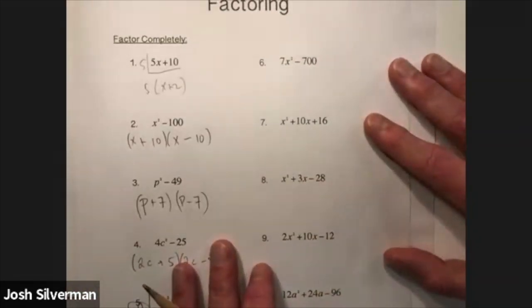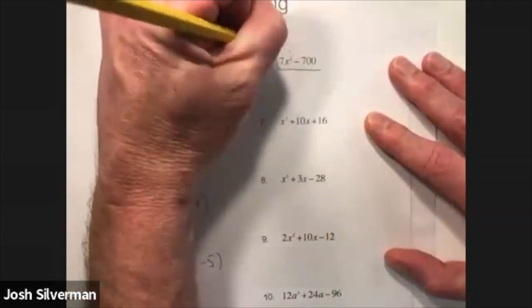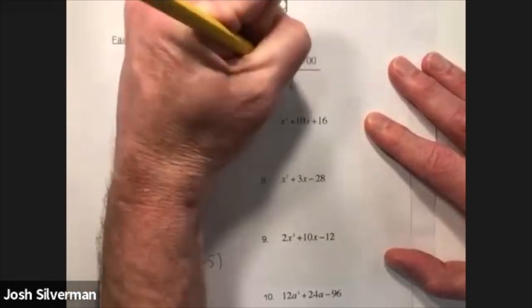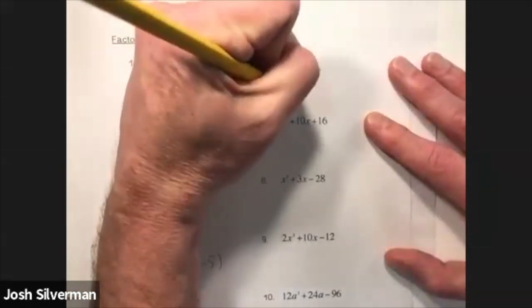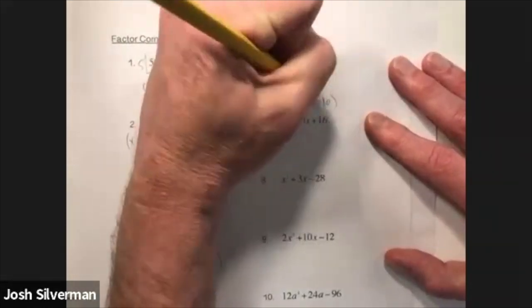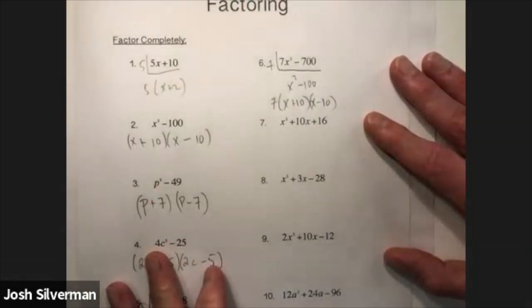Try the same idea in number 6. Take out the 7. X squared minus 100. We already saw that one. That is x plus 10, x minus 10, and the 7 goes in the front.